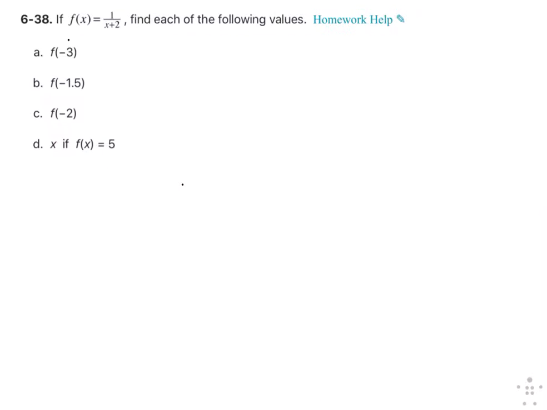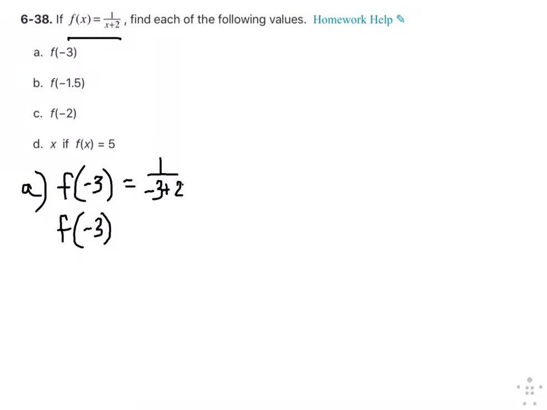They give us a function, and they want us to find certain values. So let's substitute in, right? f of negative 3. So wherever I see an x, I'm going to put a negative 3. 1 over negative 3 plus 2. So f of negative 3 equals 1 over negative 3 plus 2, which is negative 1. So we write that as f of negative 3 equals negative 1.